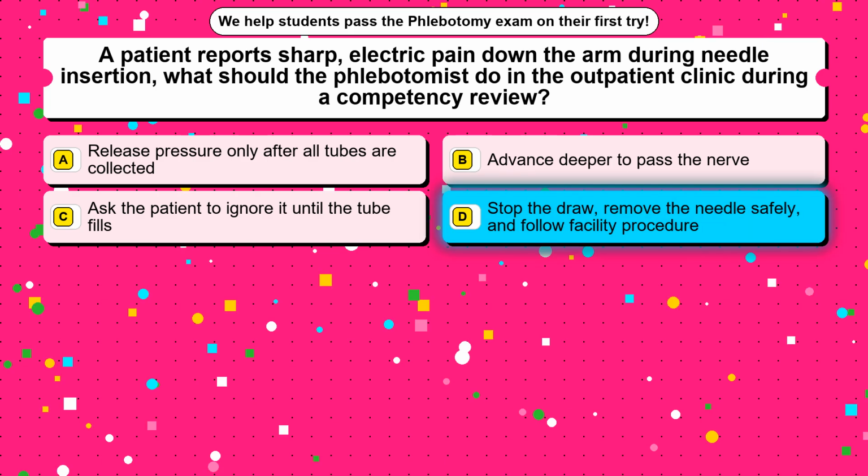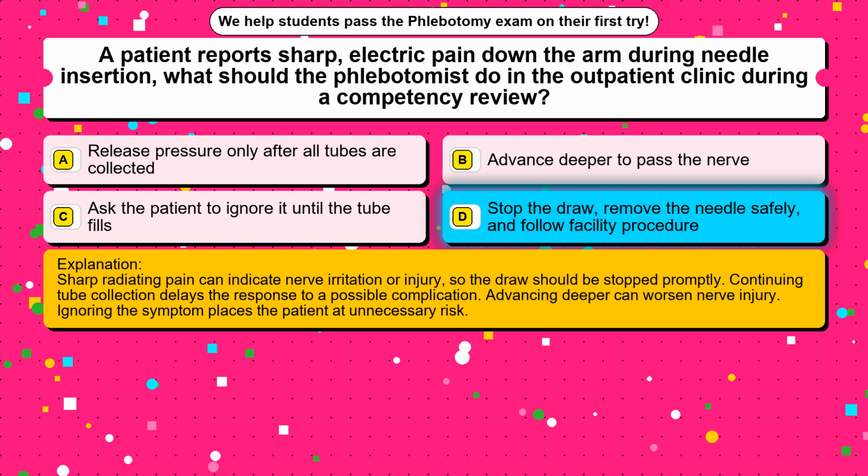Stop the draw, remove the needle safely, and follow facility procedure. Sharp radiating pain can indicate nerve irritation or injury, so the draw should be stopped promptly. Continuing tube collection delays the response to a possible complication. Advancing deeper can worsen nerve injury. Ignoring the symptom places the patient at unnecessary risk.